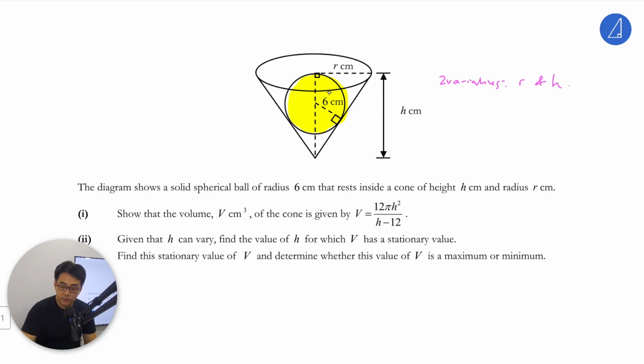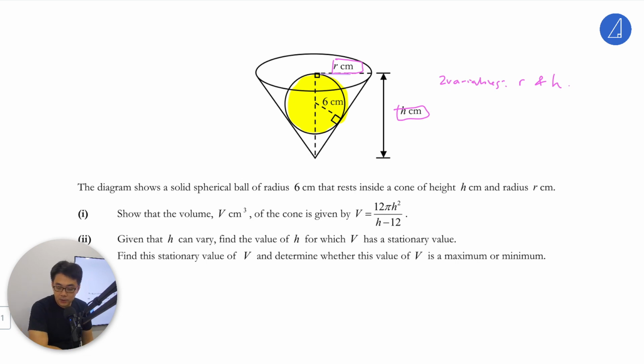Imagine if you can vary the r and the h, the two unknowns. If the h is larger, then the r will be smaller. Do you agree? If the h is shorter, obviously the r will be longer. You draw the cone out. You know what I'm saying? So in some shape or form, r and h are related.